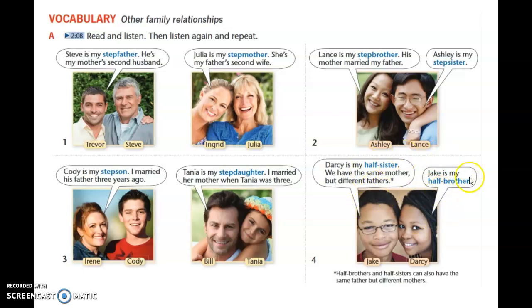So, in this case, there's definitely a blood relationship because they share either the mother or the father. So, well, continue practicing pronunciation of other family relationships.